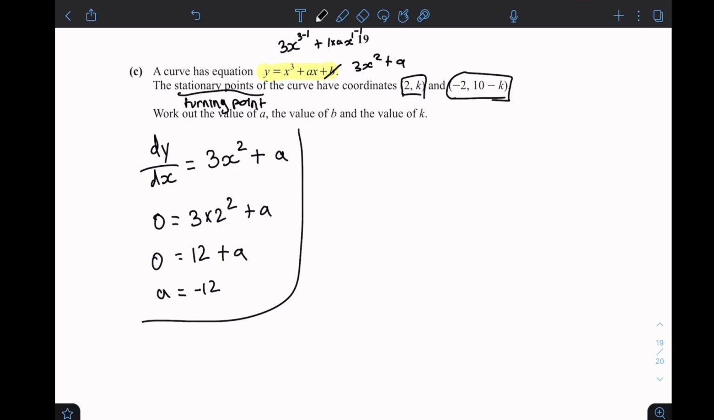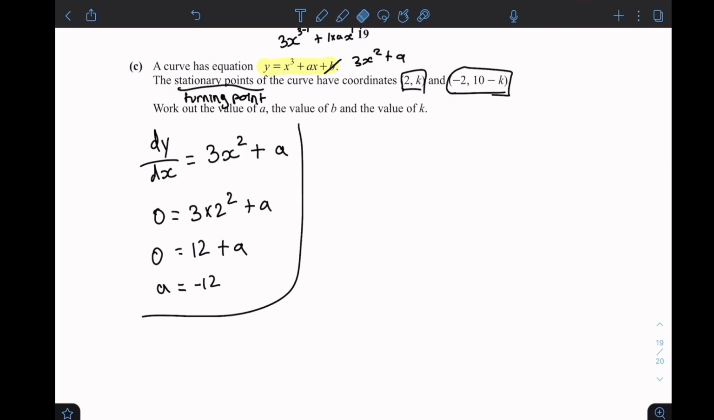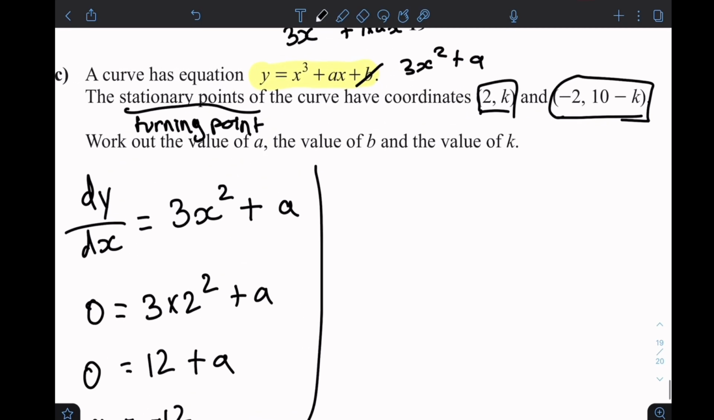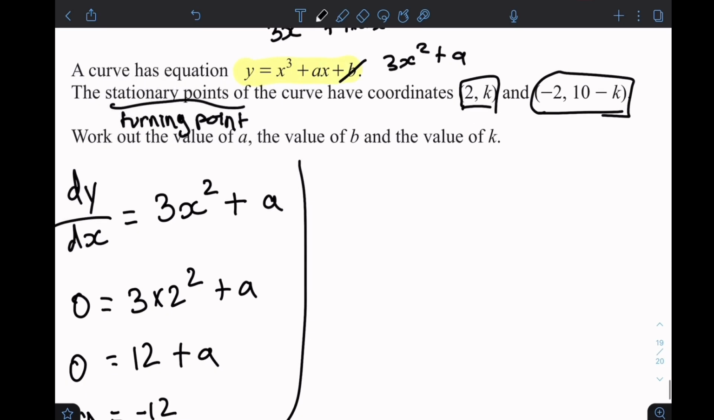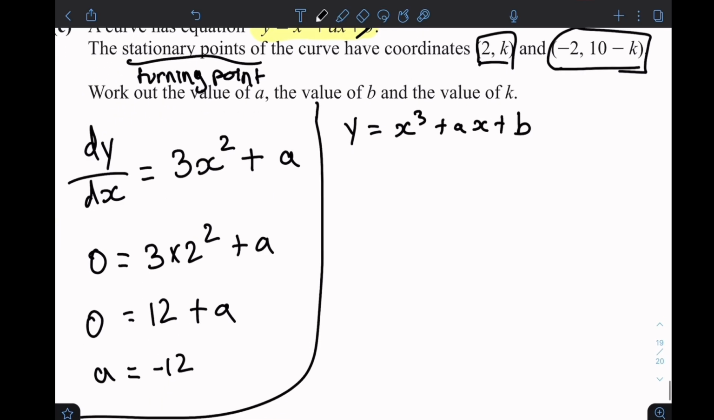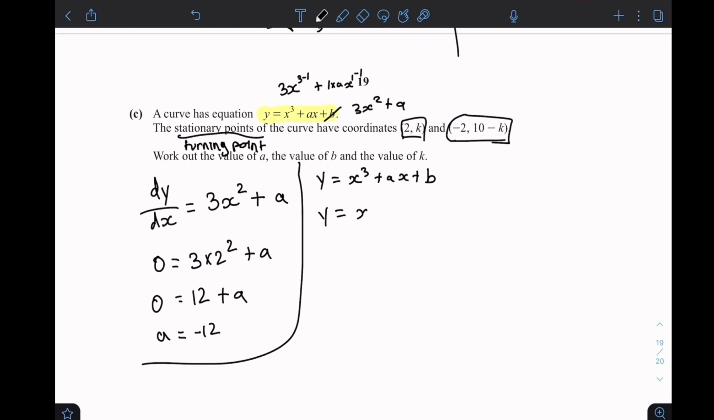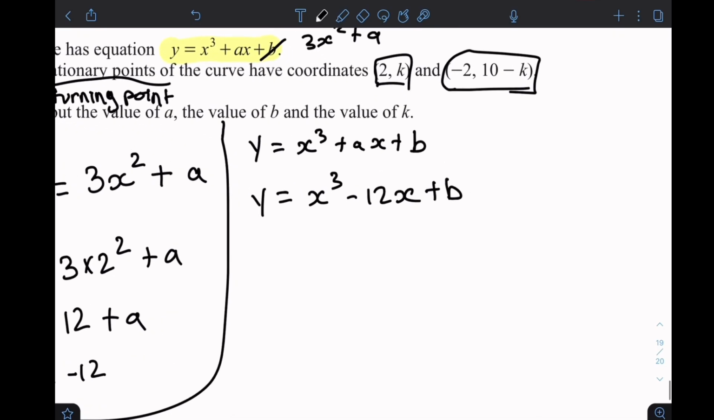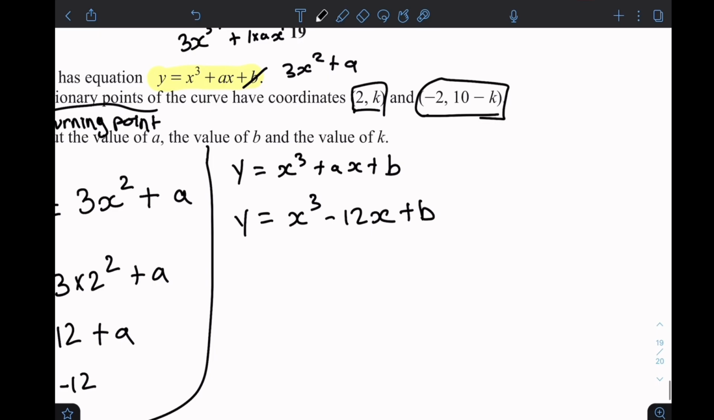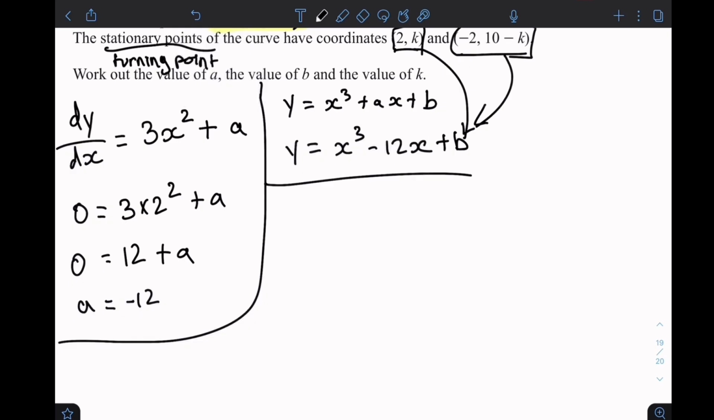Then to figure out the value of b, we can substitute. We know y is equal to x cubed plus ax plus b, and we know a is -12. So we can write y is equal to x cubed minus 12x plus b. What we can do is substitute both coordinates here.